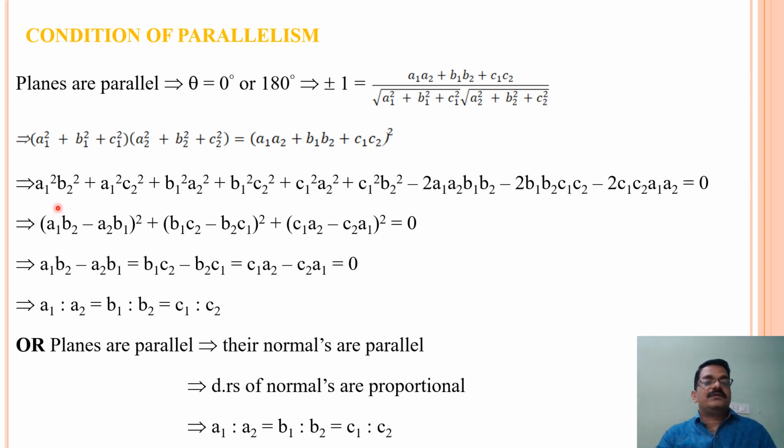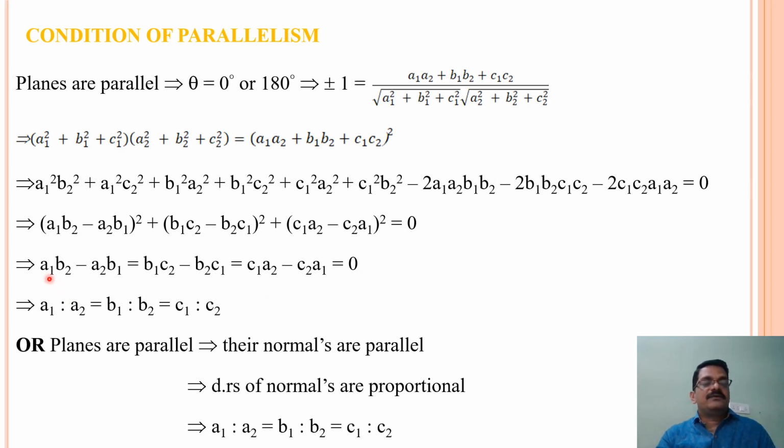That implies the total value represented as (A1 B2 minus A2 B1) whole square plus (B1 C2 minus B2 C1) whole square plus (C1 A2 minus C2 A1) whole square is equal to 0. Here x square plus y square plus z square is equal to 0, if possible, either x is equal to 0 or y is equal to 0 or z is equal to 0. That is A1 B2 minus A2 B1 is equal to 0, B1 C2 minus B2 C1 is equal to 0, C1 A2 minus C2 A1 is equal to 0.